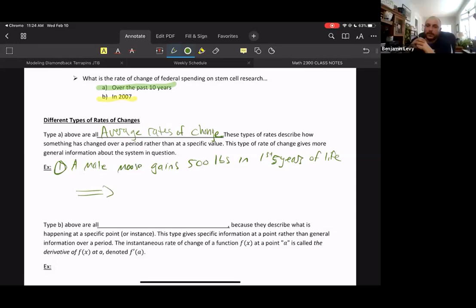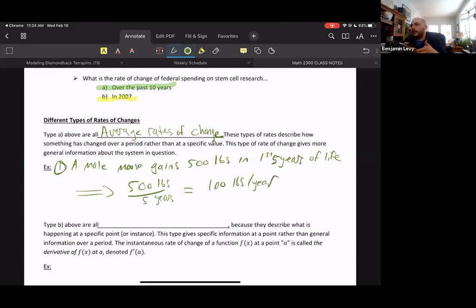A couple of people answering, that's wonderful, right? 5 years, 500 pounds. Really easy to set up, they gained 500 pounds in 5 years. That's very easily 100 pounds per year. Right, so that's just an example of an average rate of change.